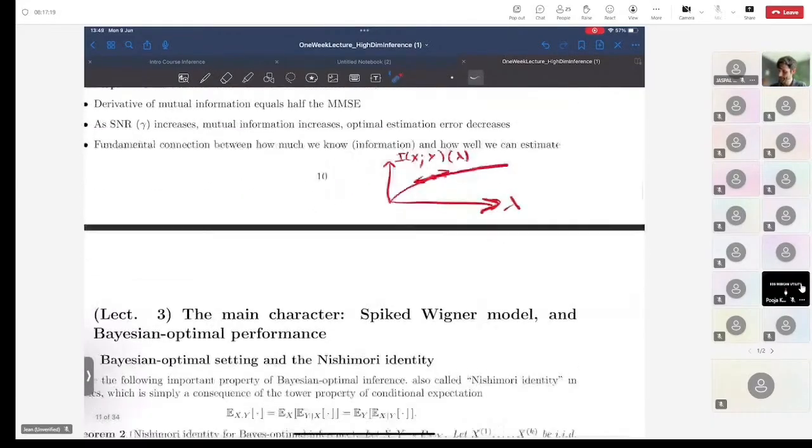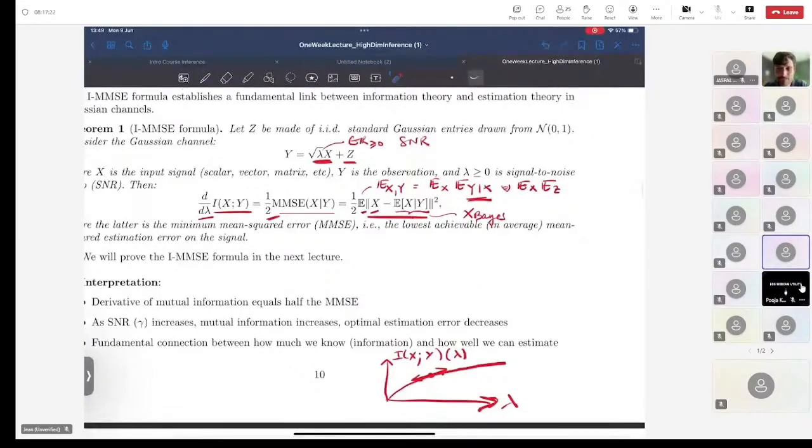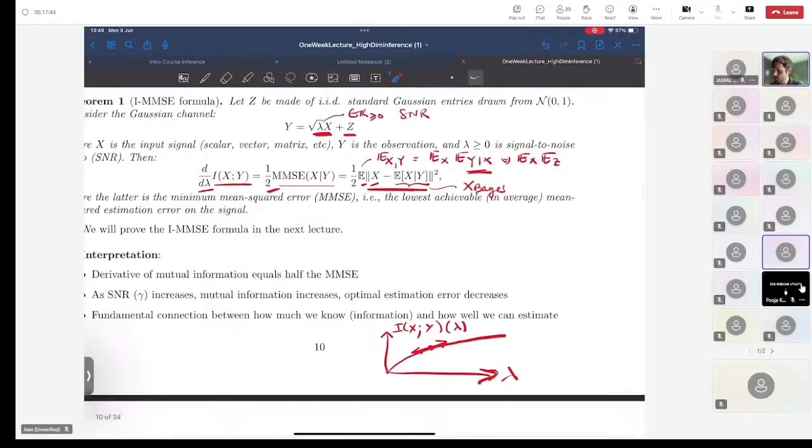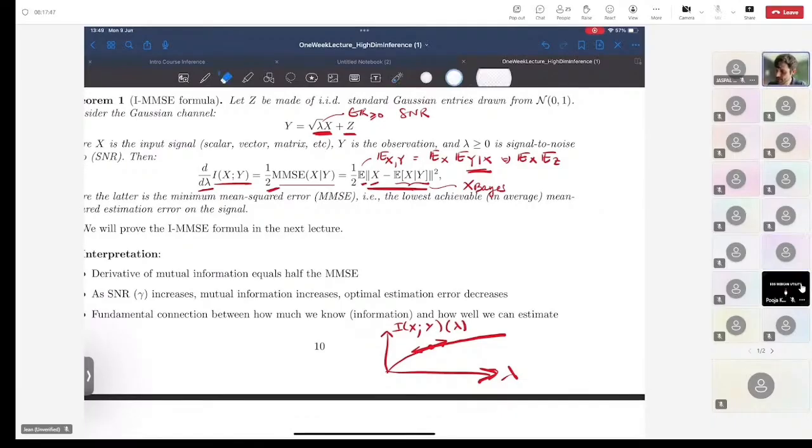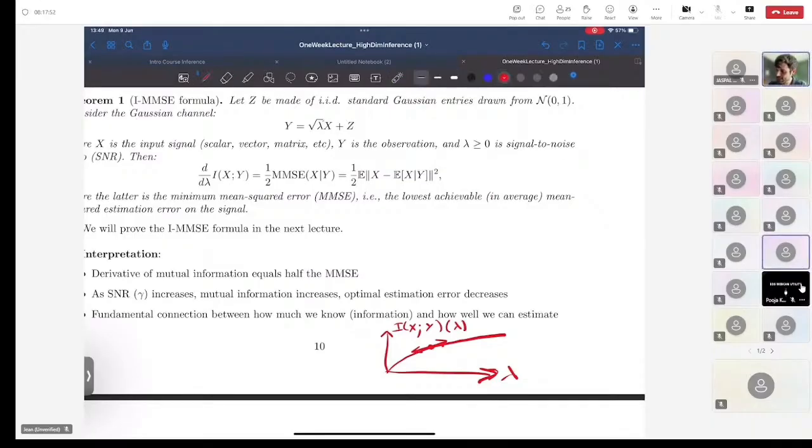Okay. Sir, here, yes. In this, we are saying that as the gradient of this information function as a function of SNR increases, the MMSE decreases. Could you please repeat it again? Yes. This relation here is not telling us that. So this is the MMSE, right? Yes, sir. This is the best error we can achieve.